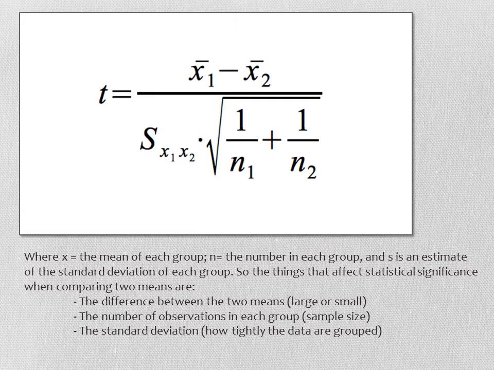X is the mean of each group, so that's in the numerator. N is the number in each group, so the number of observations. And that's in the denominator, but it's in the denominator of the denominator. So it's really in the numerator. So basically, if the difference between the means is a large number, then that will make the t-value go up. And if the number in each group, N1 or N2, is a large number, then that will make the t-test go up. And S is an estimate of the standard deviation in each group. So if S is a large number, that will make the t-test go down because it's in the denominator, right?